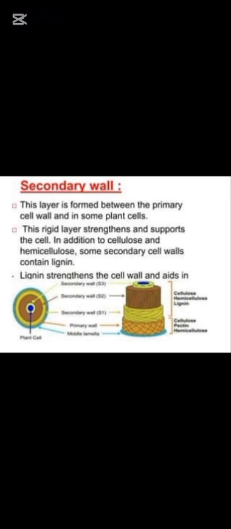The secondary cell wall is present in woody plants, and it is inside the primary cell wall. It is a thick layer and mostly it is composed of cellulose, hemicellulose, pectin, and lignin, and due to the lignin it strengthens the stem more. After that we move towards the last topic, that is the function of the cell wall.